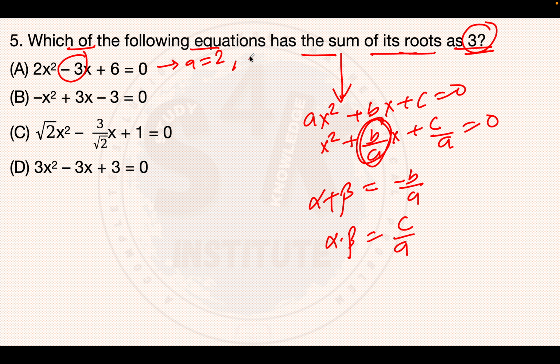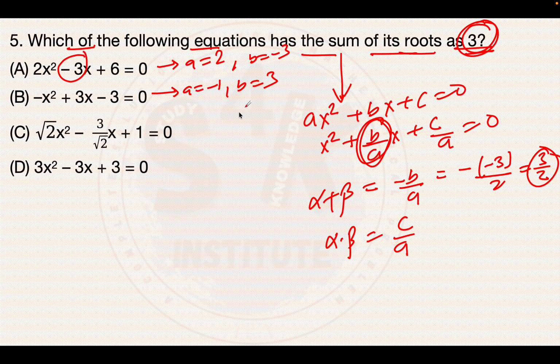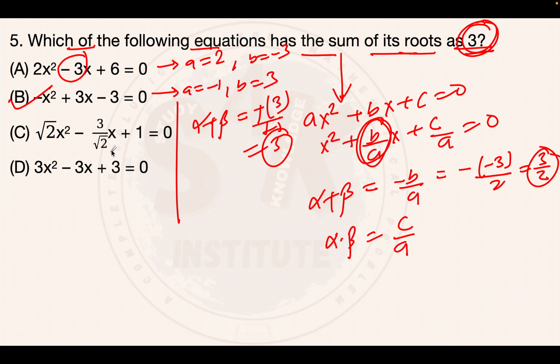So a is 2, b is negative 3, right? So negative of negative 3 over 2 will give you 3 by 2. So this is not your answer because the answer should be 3. So this is discarded. The next one has a value of minus 1 and b value of 3. If you do minus b, alpha plus beta is nothing but minus b. So minus of 3 divided by minus of 1 is giving you 3. So the answer is this.